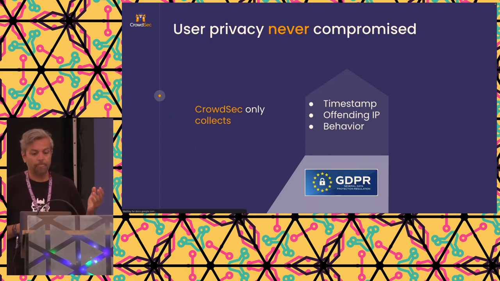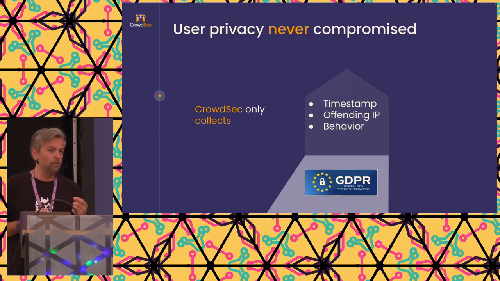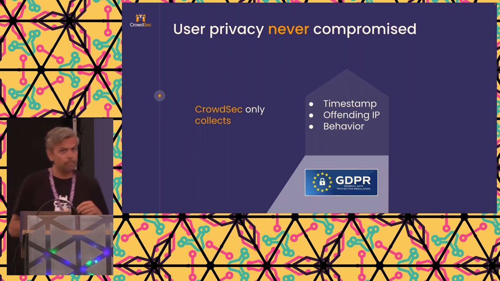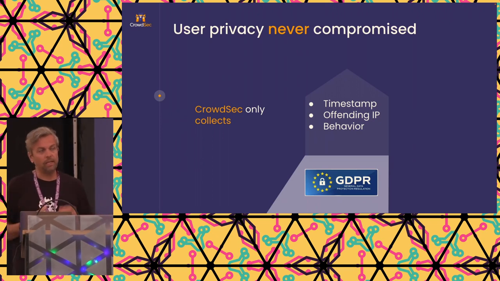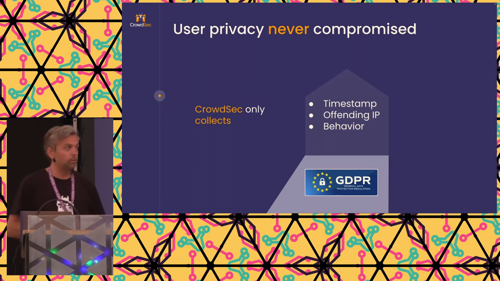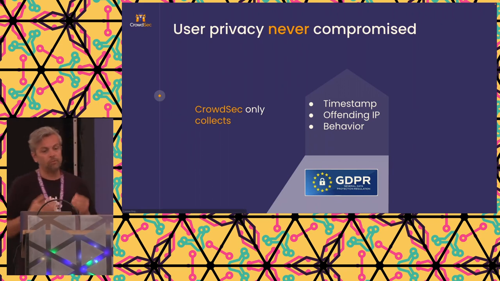So CrowdSec only collects the timestamp of any given event, the offending IP, and behavior, which basically means a scenario that's been triggered. A scenario can be, as I say, brute forcing or any attack. That is everything we collect. We don't collect anything about how the attack is being performed. We just know that it matches the scenario, and that's it.